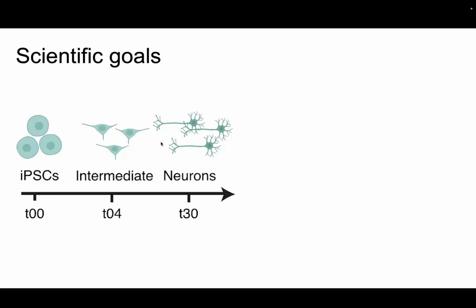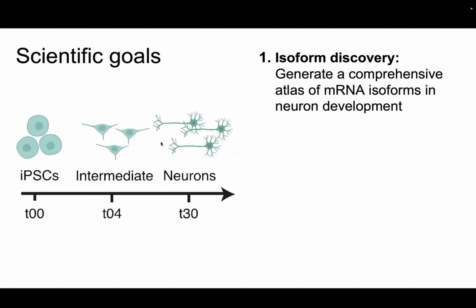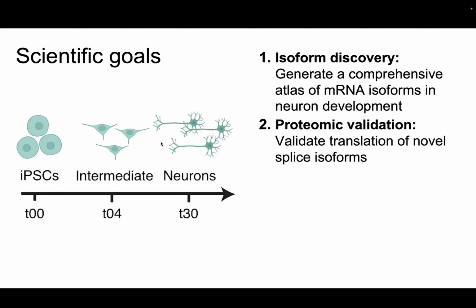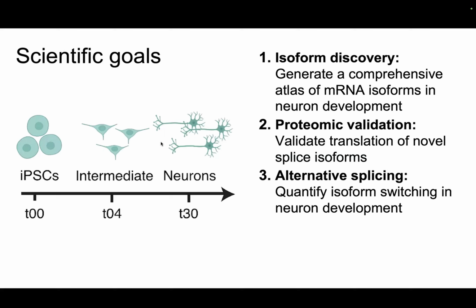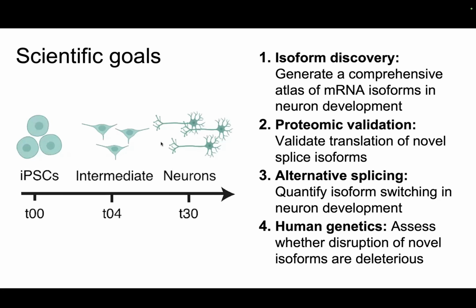So, why did we do the experiments? What are we hoping to learn? First, we wanted to build a comprehensive atlas of mRNA isoform diversity along this process of neuron development. Second, we wanted to validate our splice isoforms at the protein level using our proteomics data. Third, we wanted to quantify the landscape of alternative splicing by asking which isoforms are used at these different time points. And lastly, we want to ask, does all this matter for human disease risk?